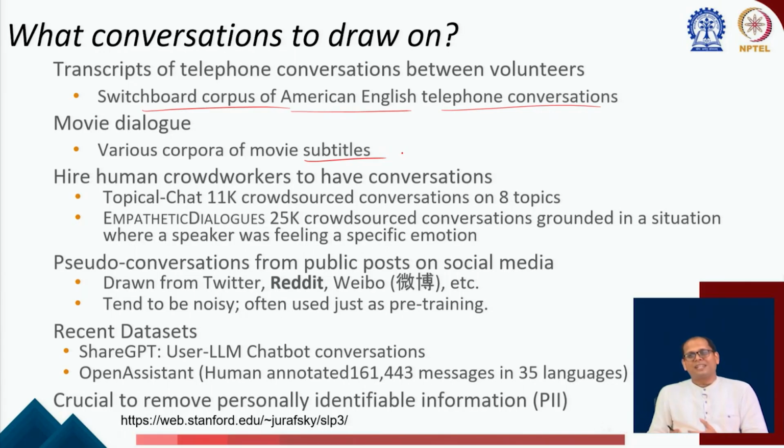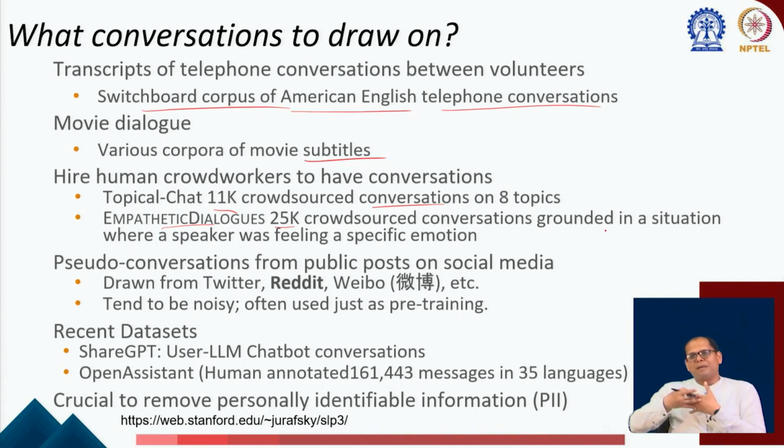Now one can also create these data sets by hiring crowd workers. For example, Topical Chat was 11,000 conversations, crowdsourced on 8 different topics. Empathetic Dialogues had 25,000 crowdsourced conversations, where a speaker was feeling a specific emotion, so you ground it on that. So you can annotate based on certain annotators.